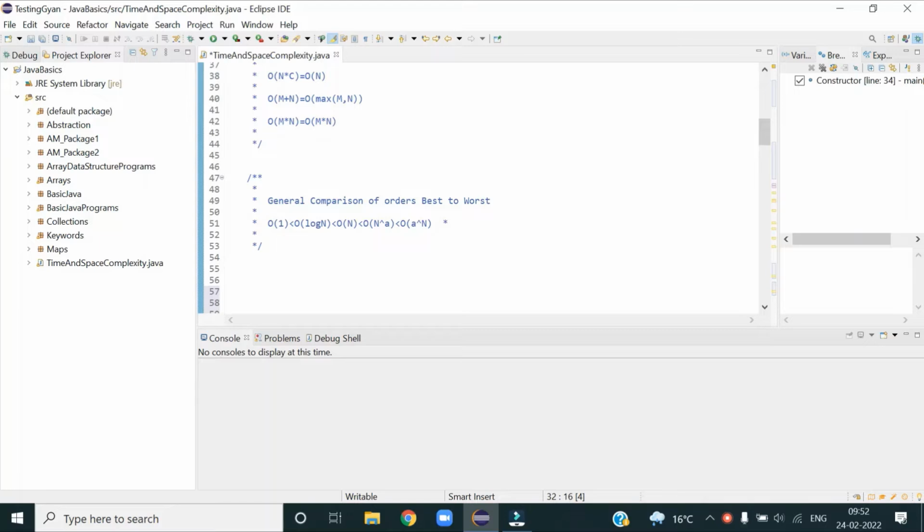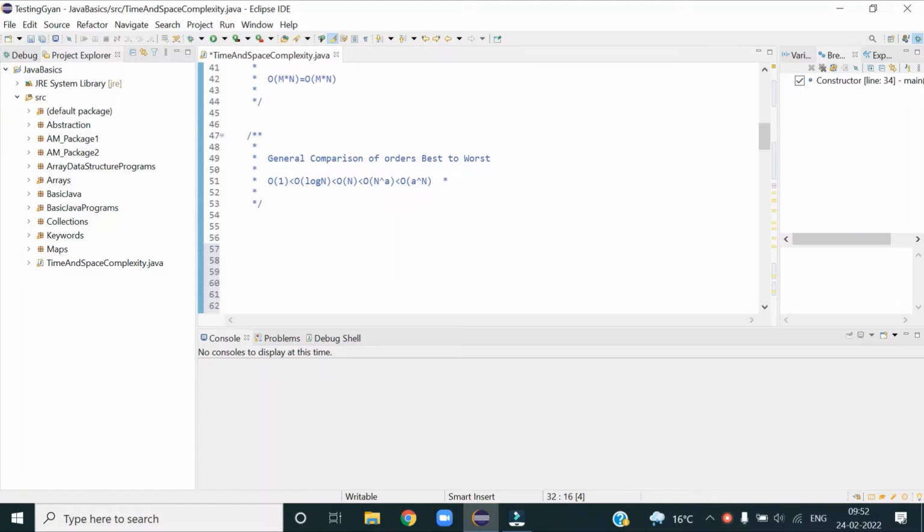After this, there is some comparison between the various time complexity values. Big O of 1 is considered the best time complexity. That is, my running time is constant. Then big O of log n, logarithmic, is the second best. Then big O of n is the third best, which is linear time. This is logarithmic time, this is linear time. Then big O of n raised to the power a, where a is a constant, is our polynomial time complexity. This is our fourth best.